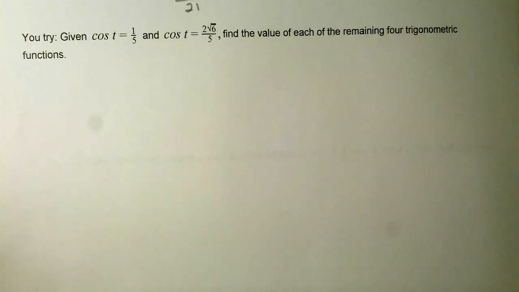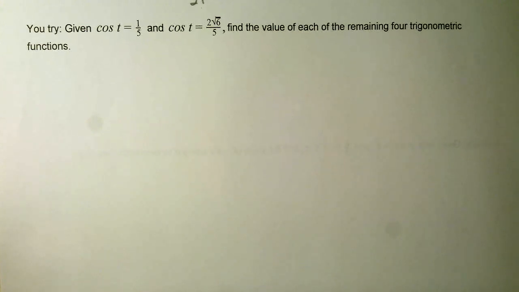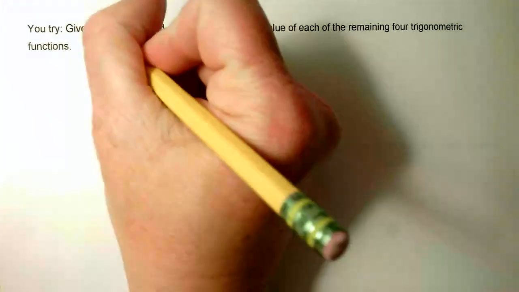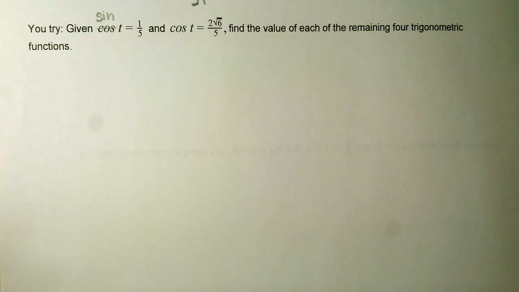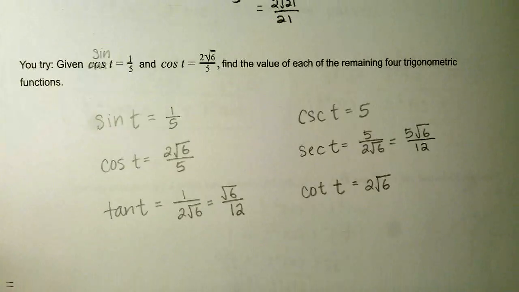Please try the last U-try problem on your own. Pause the video. I'm sorry, on yours, this should be correct. This should be the sine of t. And you are assuming that these correspond to a point on the unit circle. Here are my answers. If you need to pause the video to check them, do that now.